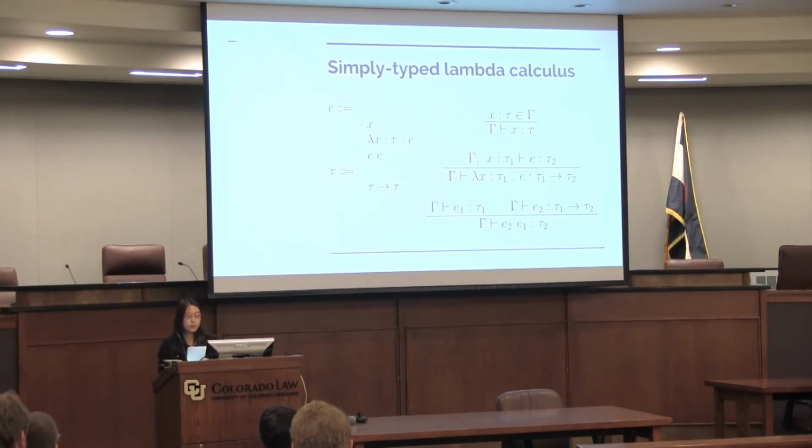Lastly, we have the application rule, where you have some expression E2 and another expression E1. And you want to show that E2 applied to E1 has type tau2. To do this, you have to be able to prove that E2 has type tau1 arrow tau2. So E2 is a function type, and E1 has type tau1. So E1 has the type that you expect as an argument to E2.